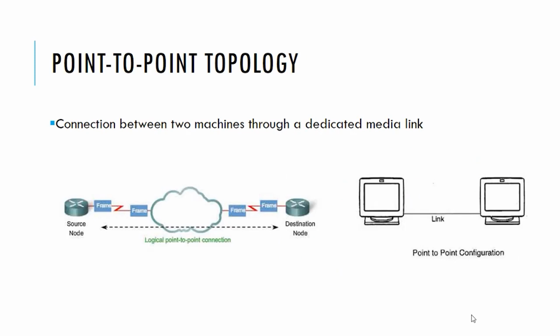The point-to-point topology is just a link, a physical link, either a cable or a wireless link, that is connecting two points. Or it can be a logical point-to-point connection that is passing through an ISP, Internet Service Provider, connecting a source node to a destination node. It's a dedicated link, a dedicated media to connect these two nodes only.